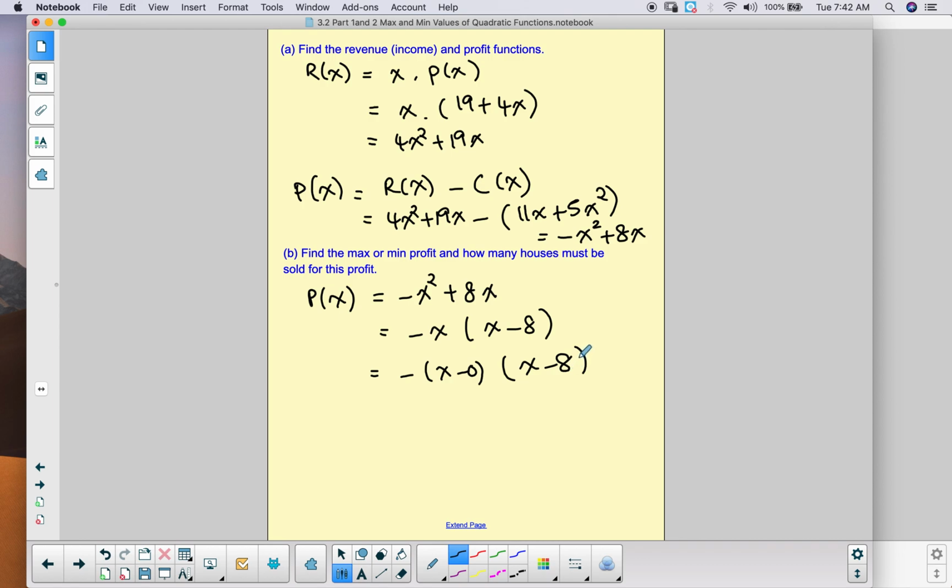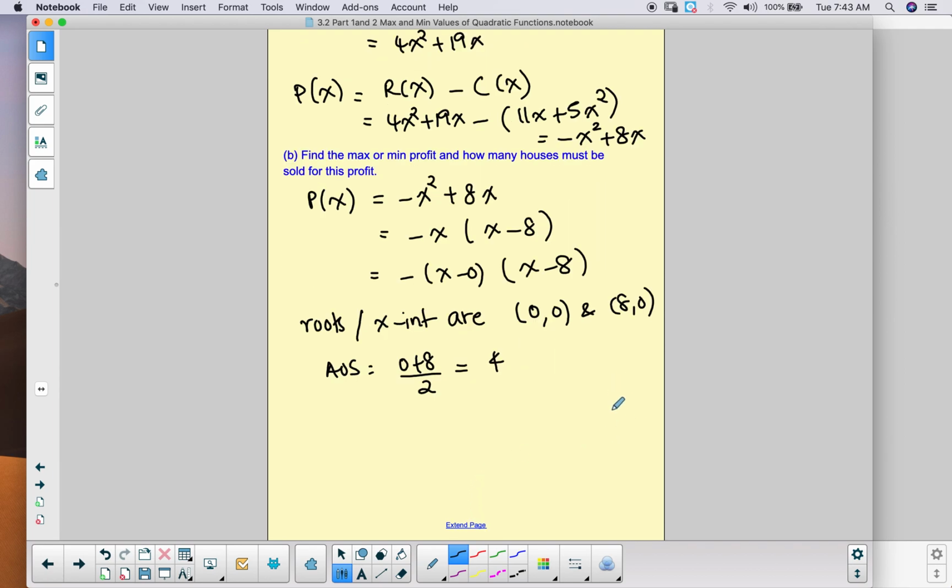Okay, so that tells me the x-intercepts or the roots are 0 and 8. Roots or x-intercepts are (0, 0) and (8, 0). And the axis of symmetry is the average of those two. So it's 0 plus 8 divided by 2, which is 4.